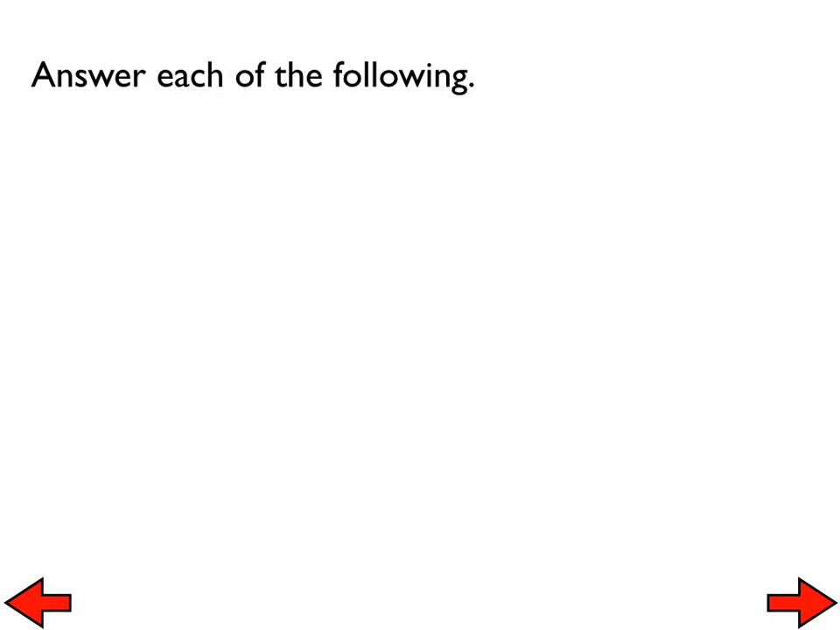So right now I want you to put your pencils down. I have 4 problems up here. I want you to think about them for a second. And I want you to exchange what you think the answers are with your shoulder partner. Go.